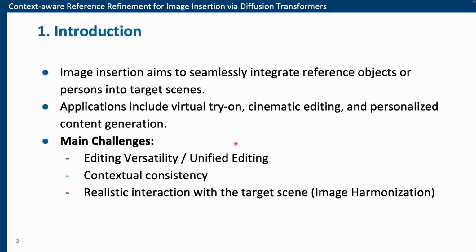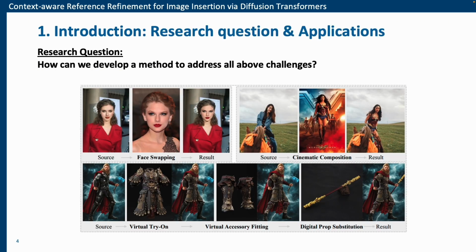First, the model should support unified editing across diverse objects and scenarios with flexible user control through text or masks. Second, the inserted object must be contextually consistent with the target scene. Finally, it should interact realistically with the surrounding environment, including lighting, colors, shadows, and overall image harmonization. You can see some visual examples of this task on screen right here.